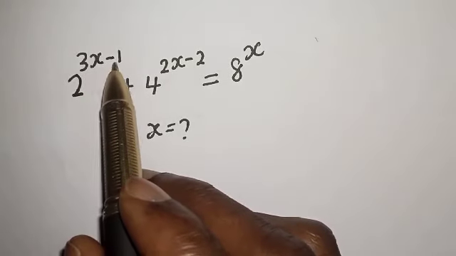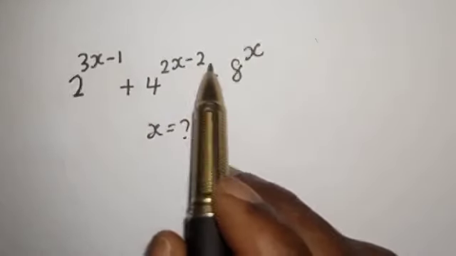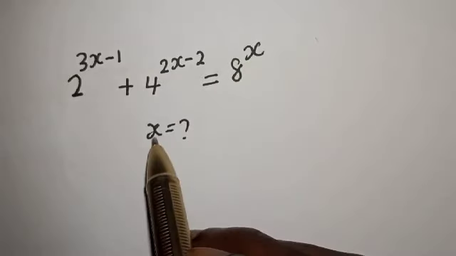2 raised to power 3x minus 1 plus 4 raised to power 2x minus 2 is equal to 8 raised to power x. What is the value of x?